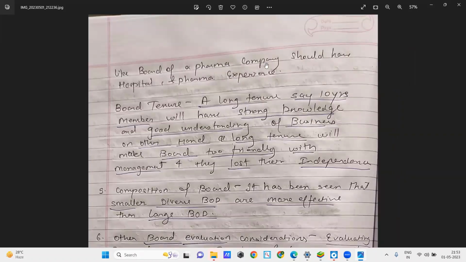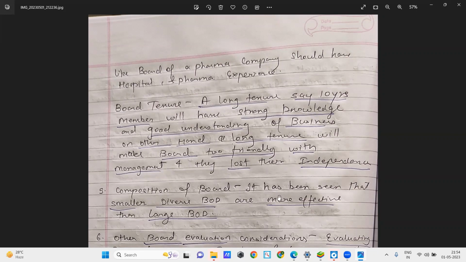Like, the board of a pharma company should have hospital and pharma experience. Board tenure: a long tenure, say 10 years, means members will have strong knowledge and a good understanding of the business. But on the other hand, if a board member is engaged for a long period of time with a certain company, their independence will be questioned, like whether the board member is independent or not.